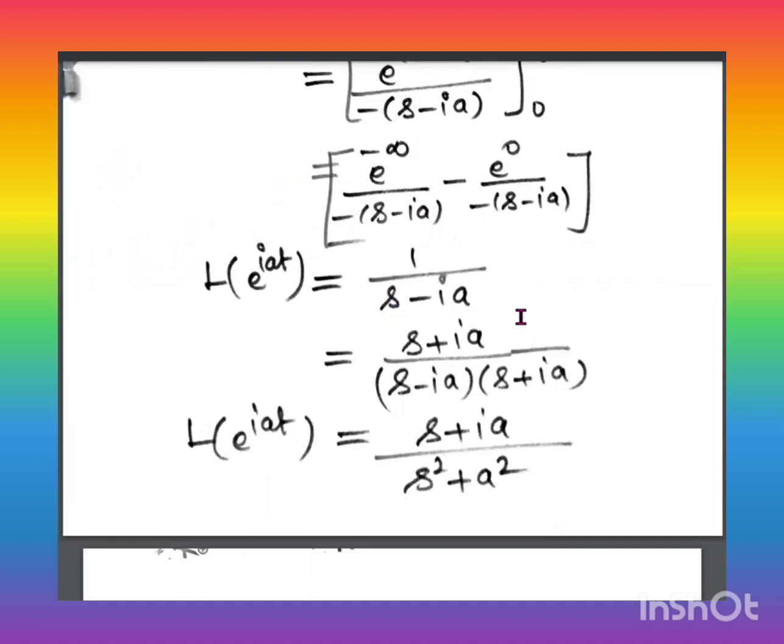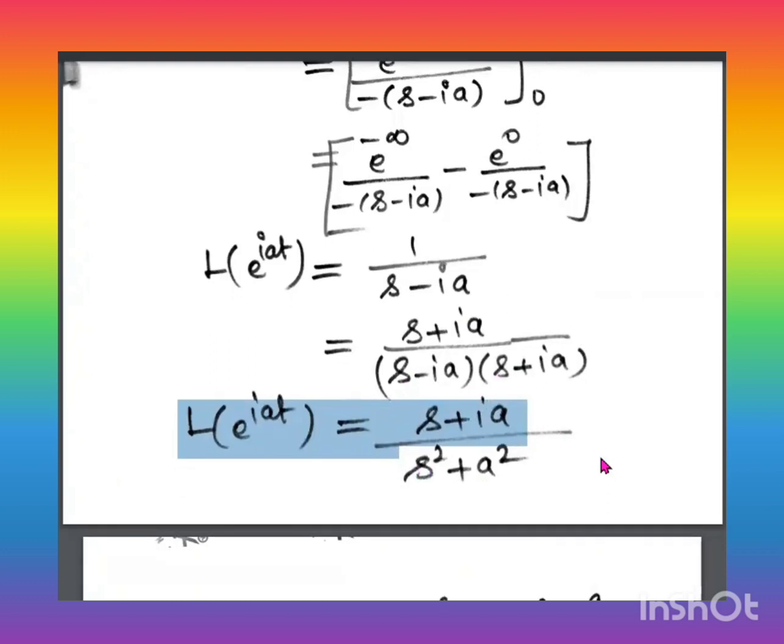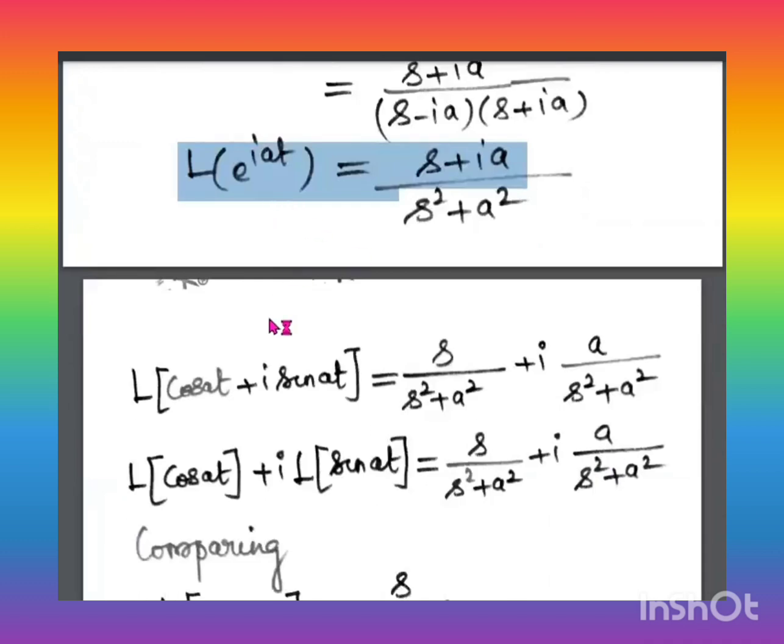So I am multiplying and dividing by the complex conjugate. s minus ia is there, so you have to multiply and divide by s plus ia. So s plus ia divided by s minus ia into s plus ia. You know very well, the denominator is s minus ia, s plus ia. If you multiply, you will get s square plus a square. Therefore, L of e power iat is equal to s plus ia divided by s square plus a square.